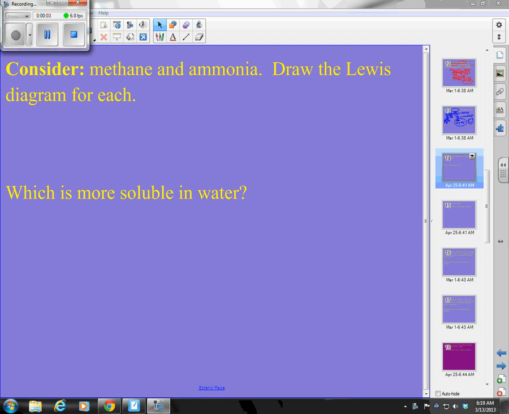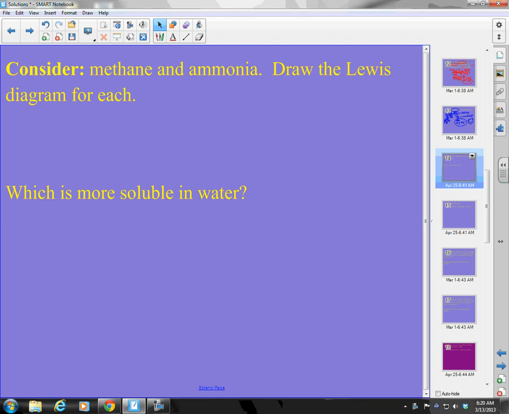Welcome back, everybody, to our discussion of solutions. We have talked about what a solution is and what a solvent is and a solute. And we talked about characterizing solutions into saturated, unsaturated, and supersaturated. And we've talked about characterizing solutes and saying, hey, they can be electrolytes or weak electrolytes or non-electrolytes. And so now I want to go in a slightly different direction, and we want to talk a little bit about factors which affect solubility.